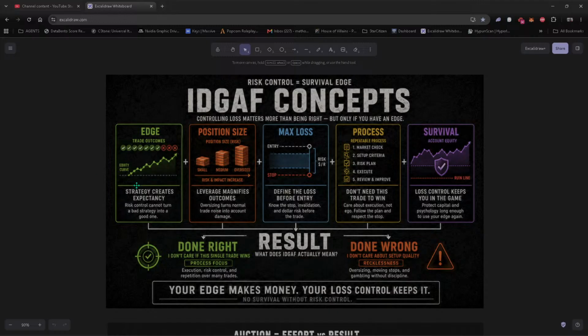Next thing, position size. This is part of risk as well. You have small, medium, oversized risk. Risk and impact increase as your size increases. Leverage, especially if you're trading futures like me on a prop firm account where you already have minimal drawdown compared to how much you need to make in a highly leveraged instrument like NASDAQ.